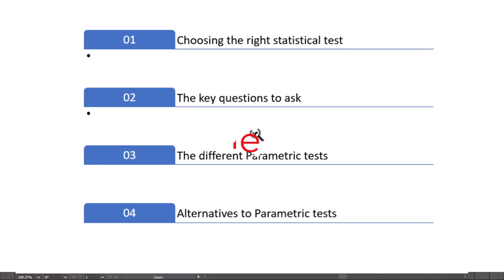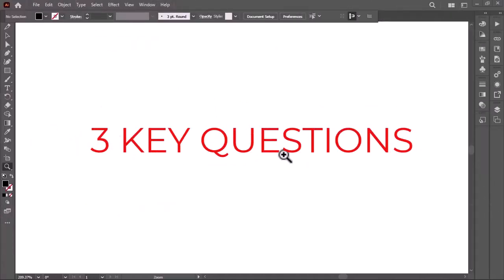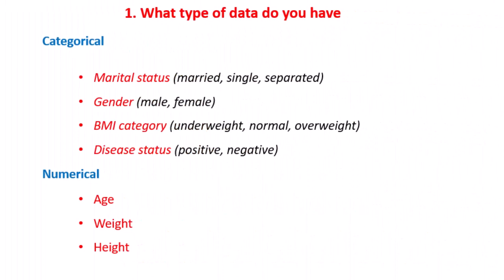So let's get started. For you to be able to choose the most appropriate test for your data, there are three key questions that we are going to ask ourselves. The first question we are asking ourselves is, what type of data do you have?